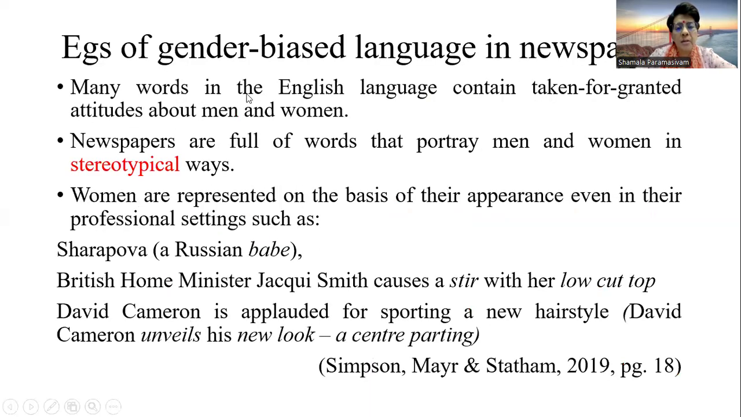These are other examples that show gender bias. They are taken from newspapers and they exist even today. Women are represented, for instance, on the basis of their appearance, even in professional settings. For instance, the Russian tennis player Sharapova is referred to as a Russian babe. So the word babe is gender discriminatory. Then here, the British Home Minister Jackie Smith causes a stir with her low-cut top. So wearing a low-cut top has sexual connotations, and causing a stir is also gender discriminatory because she is a woman. Now look at how the male is referred to.